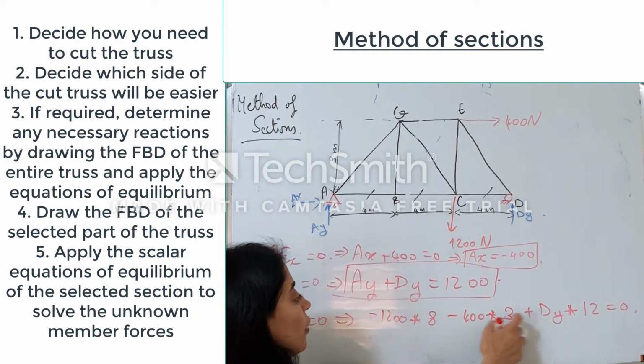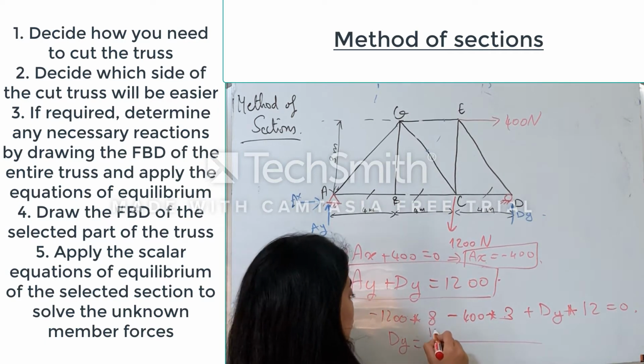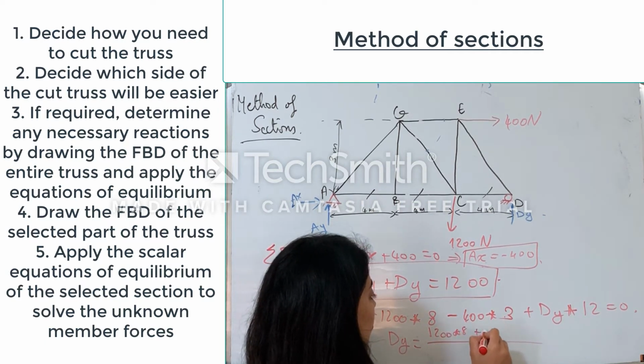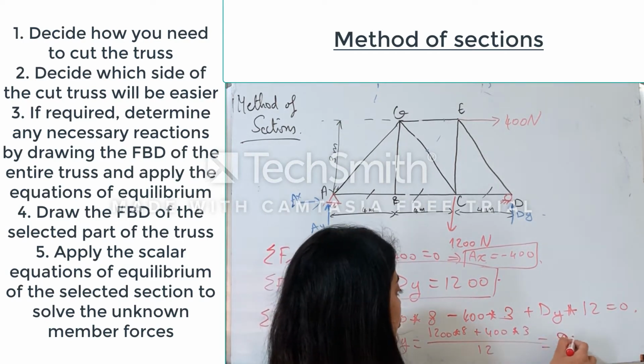0. So I can directly find DY from here, and basically it is positive. So DY is 1200 times 8 plus 400 times 3 over 12, which is 1200 Newtons.